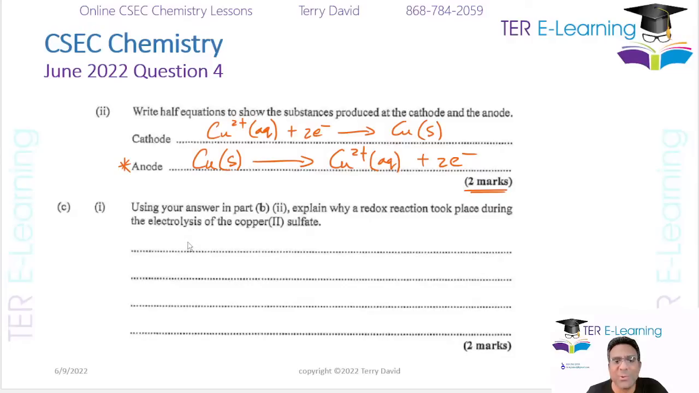All right, using your answer in B part 1, B part 2, explain why a redox reaction took place during the electrolysis of copper 2 sulfate, right? Now, remember, a redox reaction is one in which you have both oxidation and reduction taking place at the same time, right? Now, let's see what's happening here. +2 to 0. So we're using our answers here to show why this is a redox, right?